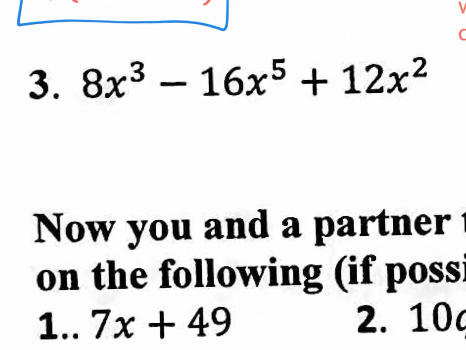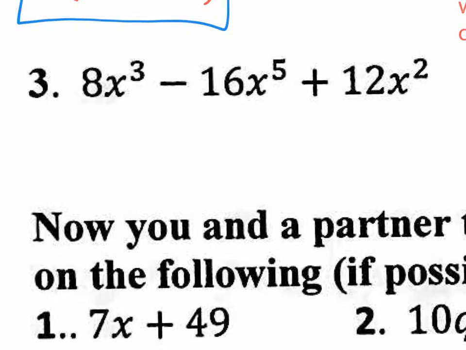I'm doing these. Number 3, we have 3 terms. Do we have any numbers, any multiples that are in common? Could I pull out an 8 from all the terms? I cannot pull out an 8. What could I pull out? Could I pull out a 2? Yes, but is that the greatest common factor? Or is there a bigger number that I could pull out from each of these terms? 4 is the greatest, okay?